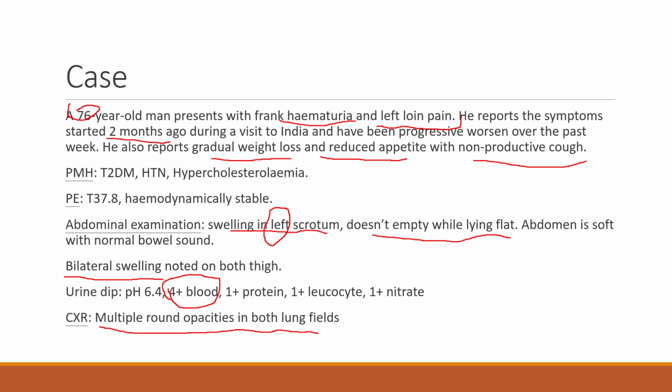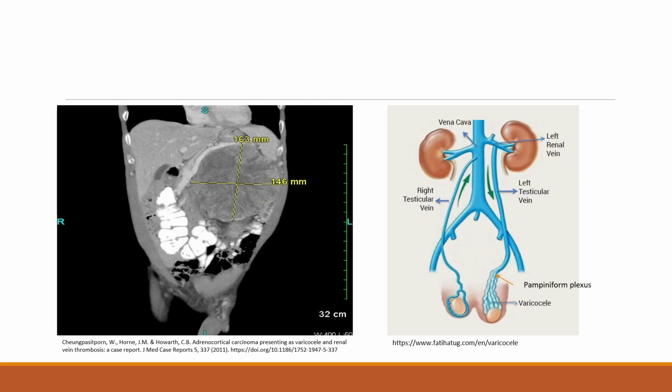But anyway, as I mentioned, why this has to be a left renal cell carcinoma, you can understand by looking at this anatomy image. Let's look at the right side first. The right testicular vein drains directly into the inferior vena cava, but on the left side, the left testicular vein drains into the left renal vein.